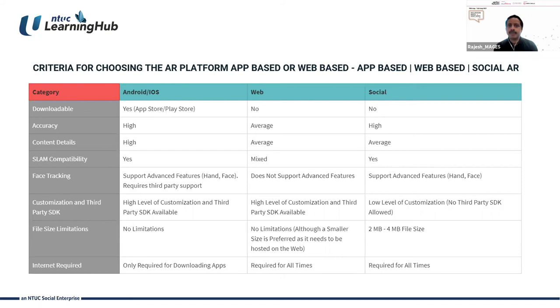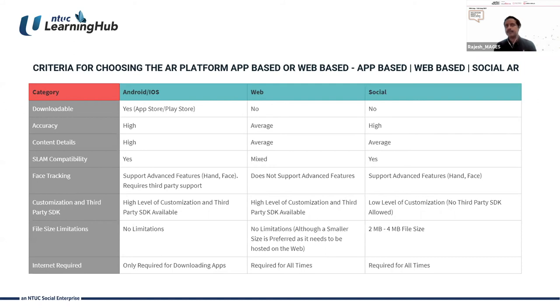Apps are downloadable. Web doesn't have to download. Social doesn't have to download. Period. Okay. The second is accuracy. The level of solution accuracy in app is very high. That means apps are supposed to be very stable. You can rate it 8 or 9 out of 10. Web, yes, internet is an issue, but I think they are not that accurate as app-based. It needs some time.